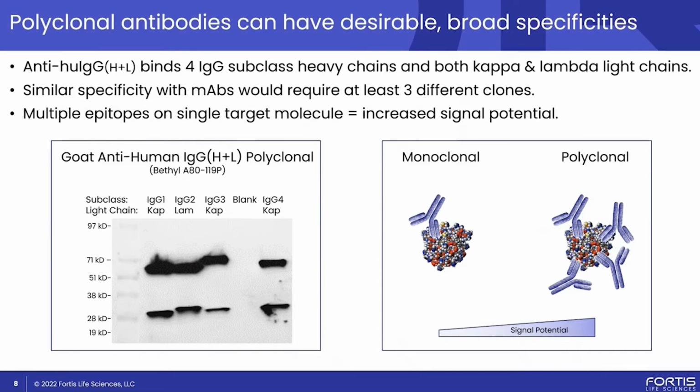The other thing with polyclonal antibodies is that because they recognize multiple epitopes on a single target, you have the ability to get increased signal potential. And that can be very important, again, especially in the case of secondary antibodies.